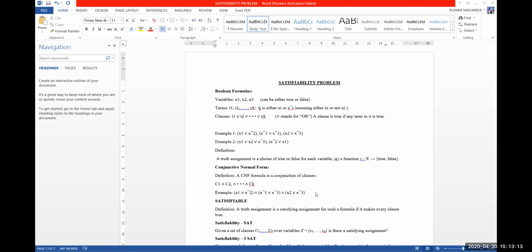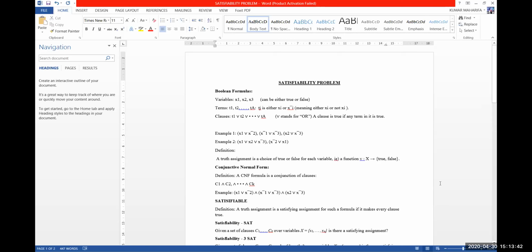Okay, so this is basically called the satisfiability problem. For any Boolean expression expressed in the form of CNF, we are supposed to choose which assignment of the variables is going to make that CNF satisfiable. Okay, so that is the problem statement. A truth assignment is a satisfying assignment for such a formula if it makes every clause true. So that is called satisfiable.